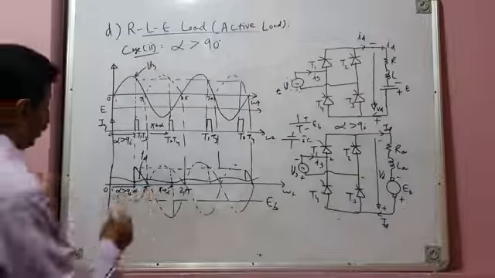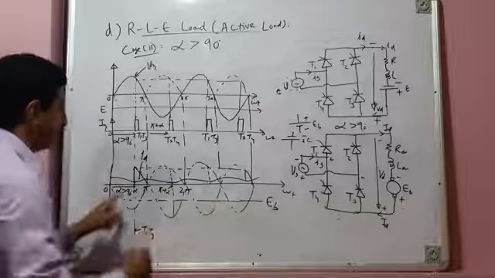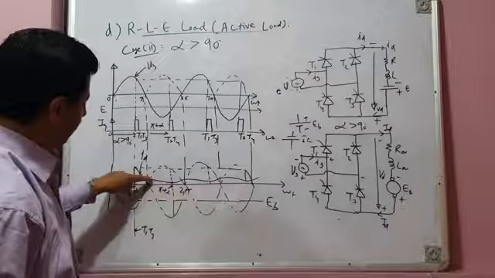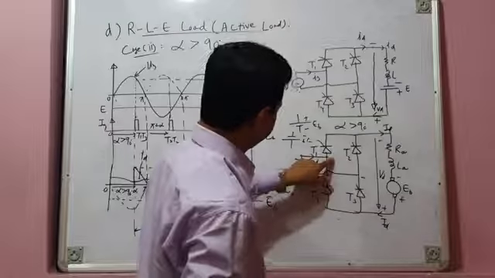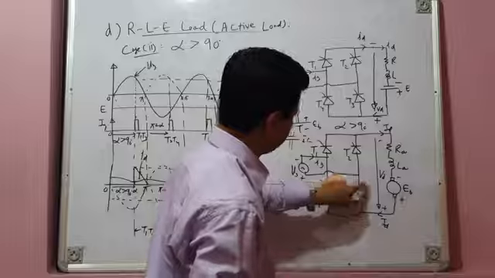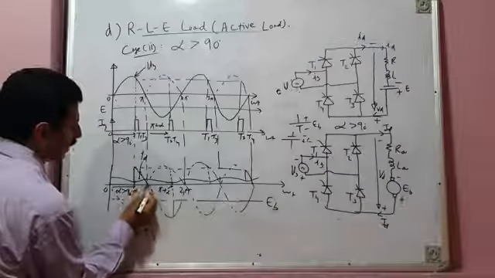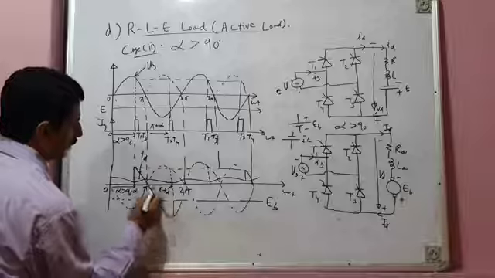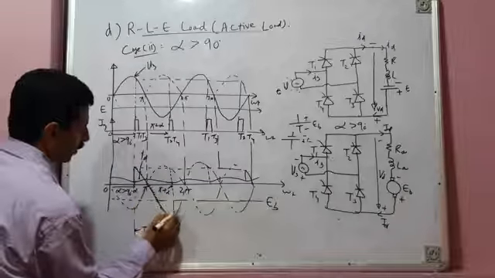And T1, T3 pair was fired. T1, T3 pair will continue to conduct because current is continuous. And since T1 is conducting, this negative terminal comes here, and since T3 is conducting, the positive terminal comes here. So your load receives large negative segment of voltage. So this is your load voltage. Large negative segment of voltage appears across the load.